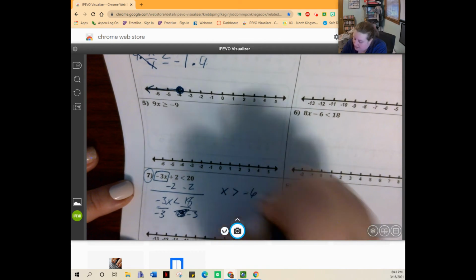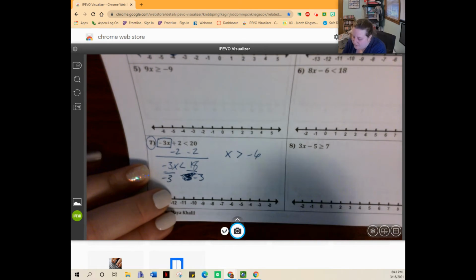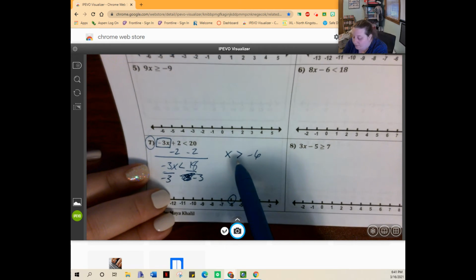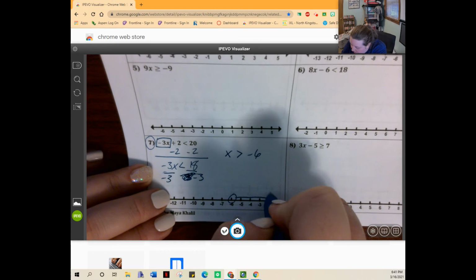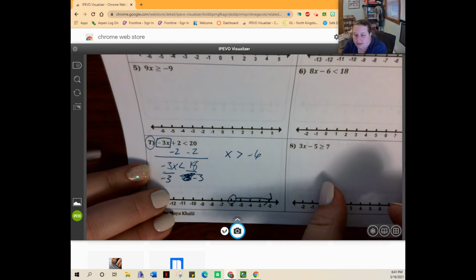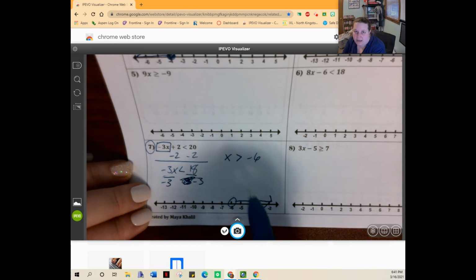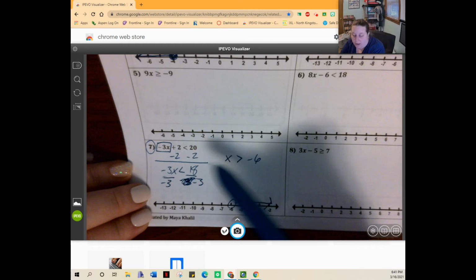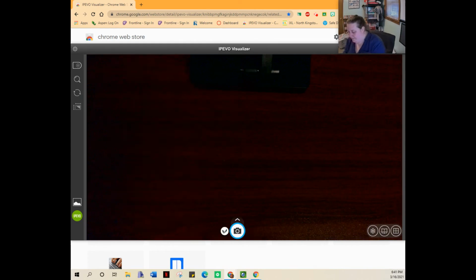18 divided by negative 3 is negative 6. So on my number line, I find negative 6 and draw a circle. I know it's open and it's going to stay that way because it's just greater than. And because it's greater than, I want values to the right. Okay. So it's again the same process as solving an equation, except we have an inequality and we have the golden rule we have to be mindful of.